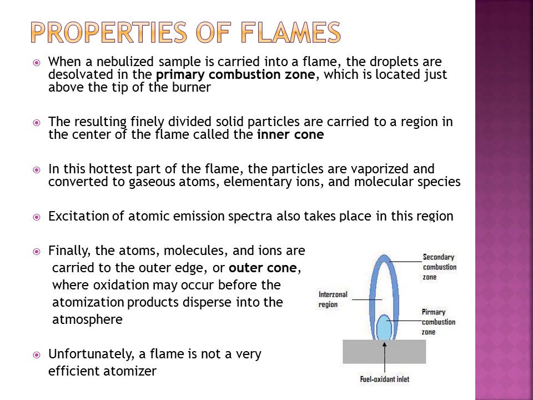And then finally, the atoms, molecules, and ions enter the outermost region, which is called the outer cone or secondary combustion zone. And here oxidation may occur before the atomization products disperse into the atmosphere. So the sample is oxidized and then it is dispersed into the atmosphere. And unfortunately, flame is not a very efficient atomizer as compared to the plasma atomizer, and that is due to its lower temperature range.